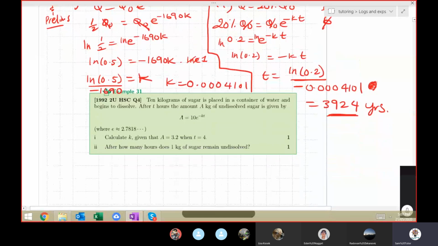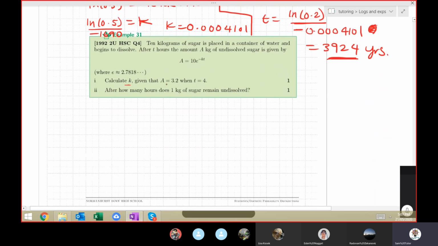1992, 2-unit question 4. 10 kilograms of sugar is placed in a container of water and begins to dissolve after t, and so on, where e is given. Calculate k. So again, you've got to find k, always. You always have to find k first. Given that A is 3.2 and t is 4. I'll give you a minute or two. Just sub in A is 3.2, t is 4, and try to solve for k.